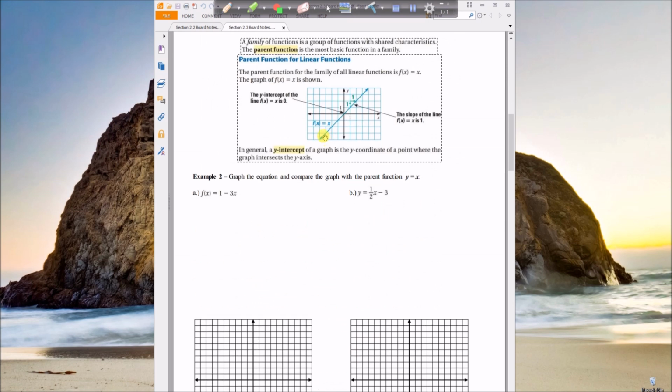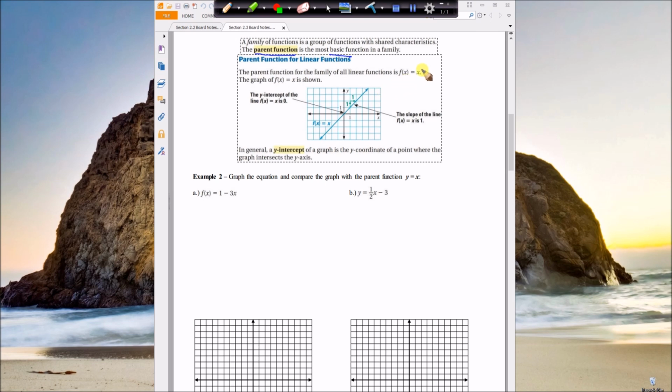Now we're talking about parent functions and a family of functions. So a family of functions, or in this case we're talking about linear functions, so a family are all the linear functions you can draw, and the parent function is the most basic function, like the base function that all those other functions come from.